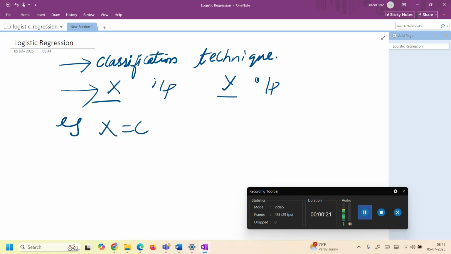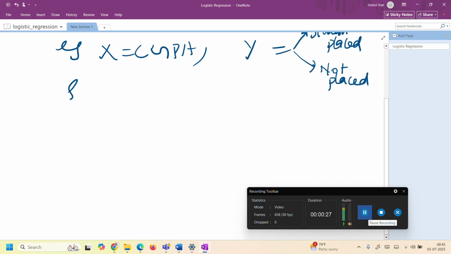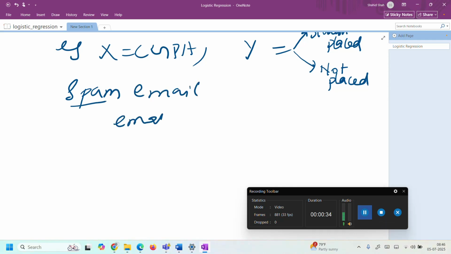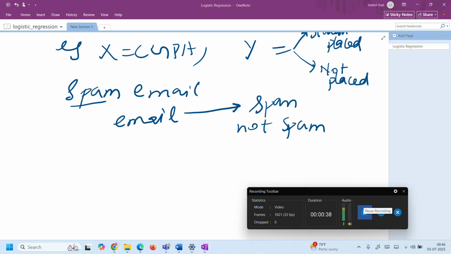For example, if x is CGPA, y can be just whether the student is placed or not. Another day-to-day problem which we usually use is the spam email problem. Once we get some input email, Gmail has to decide whether it is spam or not. Something being present is called the positive class, and something not being there is called the negative class.